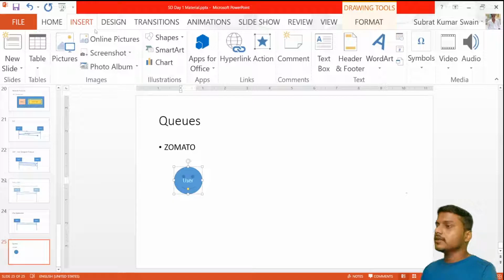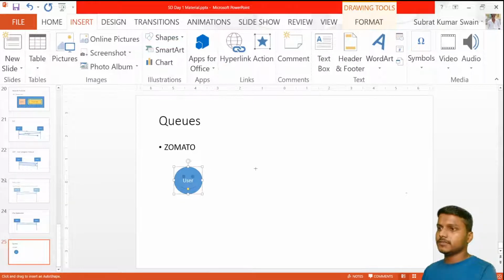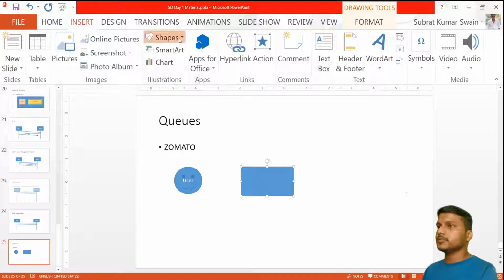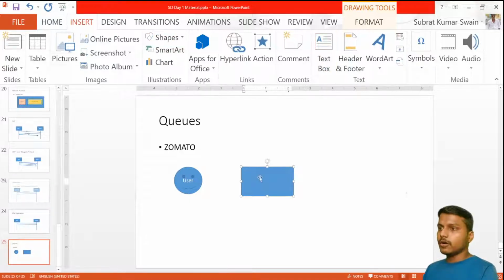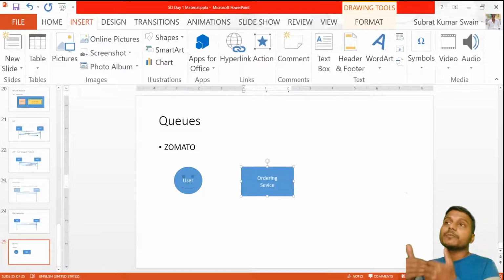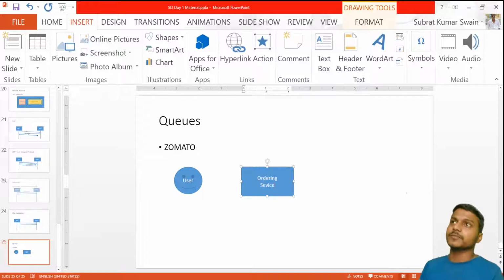User. And there is some system, let's say an ordering system, an ordering service. You are ordering biryani, right? So there should be one service which would make you able to order something.